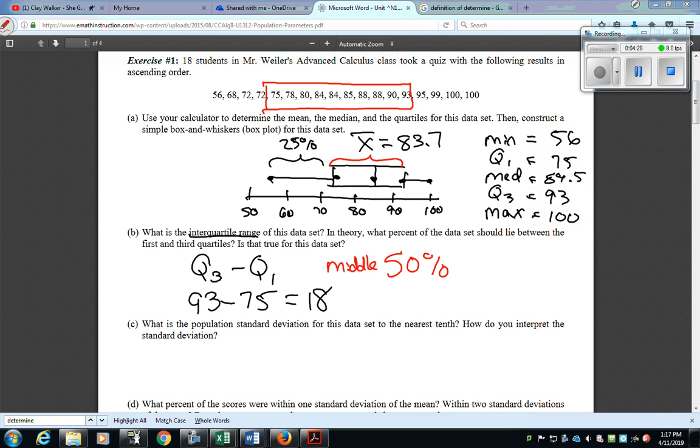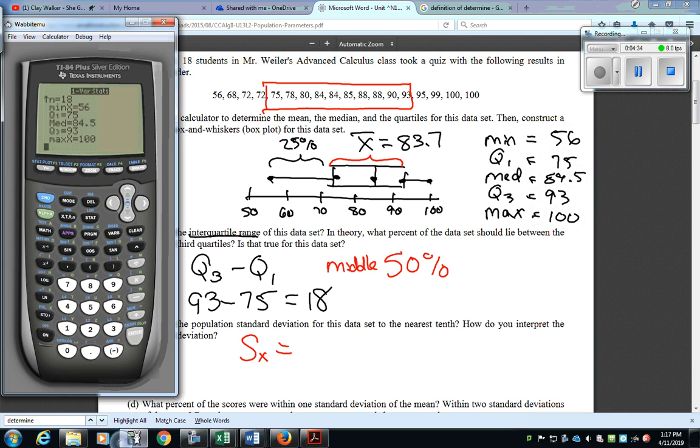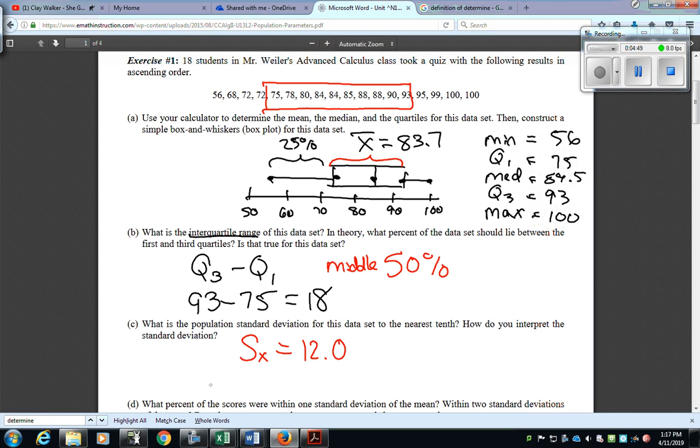Now the population standard deviation is the one that's labeled Sx. And looks like they want us to round that to the nearest tenth. So in this case, Sx would be 12.0, because up here it says 12.04. So the interpretation of the standard deviation, it means that for every 1 standard deviation, you should have a certain percentage of numbers from that mean to that value.